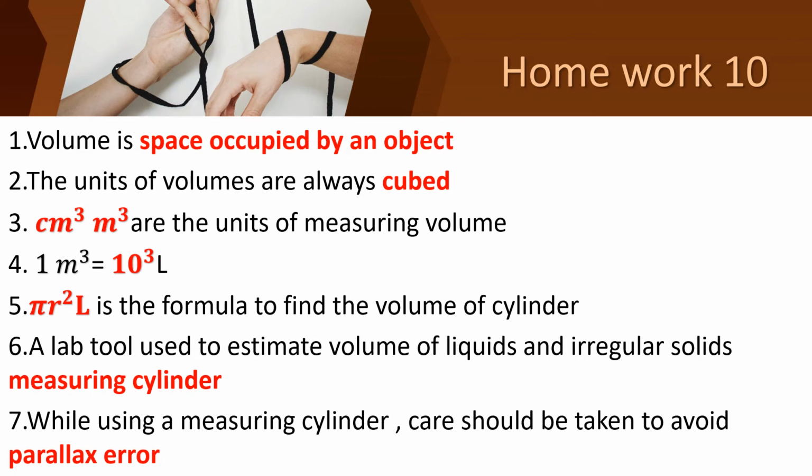In the last class we learned that while finding the volume of liquids and irregular solids, we need a measuring cylinder. And then the seventh one, while using a measuring cylinder, care should be taken to avoid parallax error. What does parallax error mean? Wrong position of the eye. So while using a measuring cylinder, care should be taken to avoid parallax error.